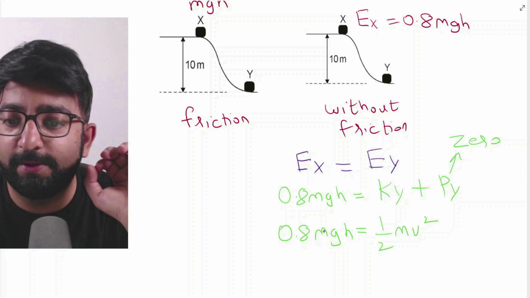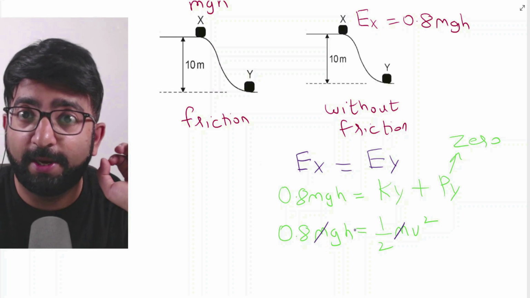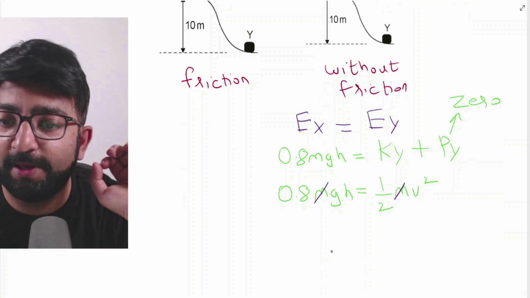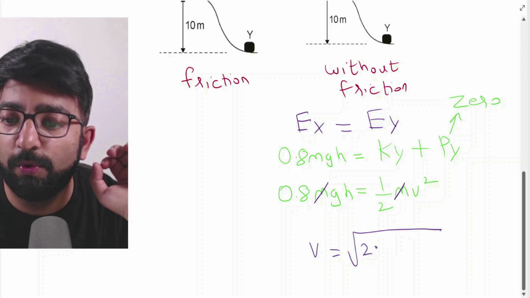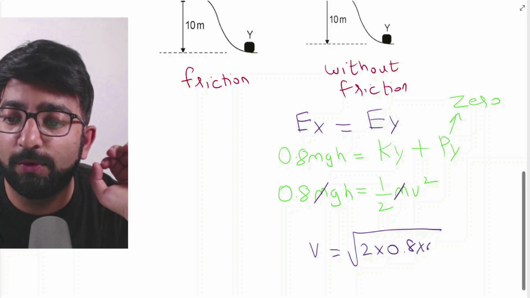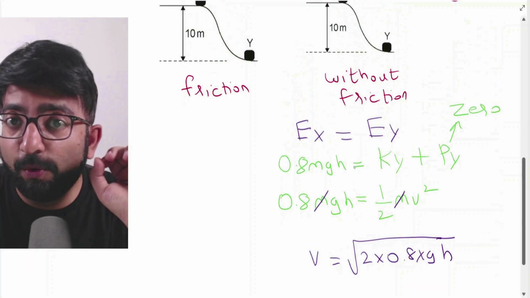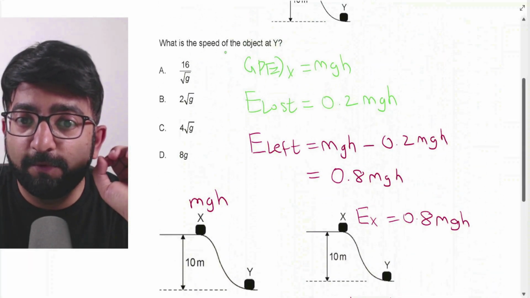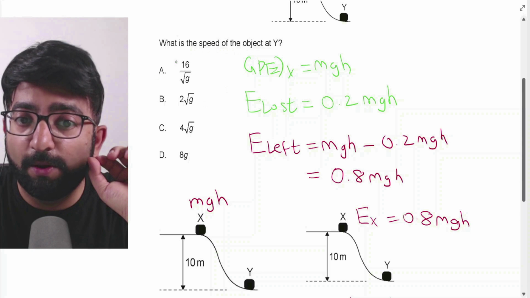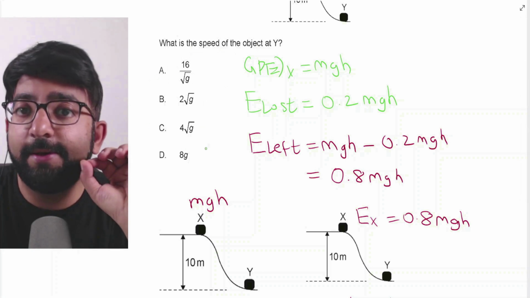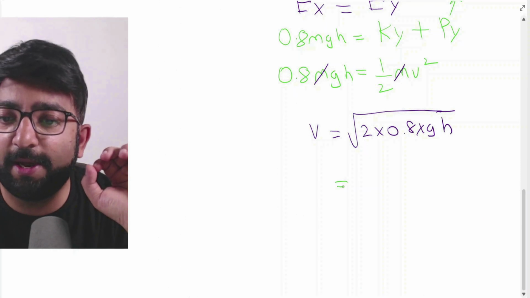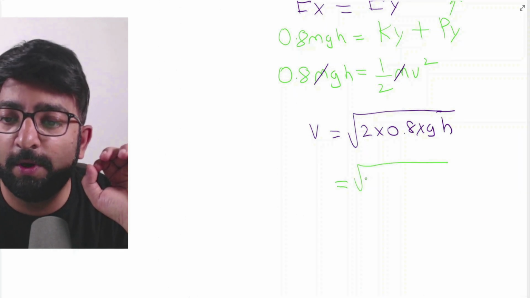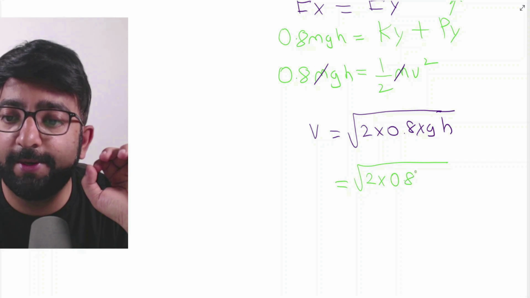And let's try to simplify this. If we cancel out m from both sides, and let us try to make v as the subject. So we'll get v is equal to square root of 2 into 0.8 into g times h. Now, if we look at the options, the answer for speed of the object at y, all the options, the speed is given in terms of g. So we will not put the value of g. Instead, let's put h as 10. So we will write square root of 2 multiplied by 0.8 multiplied by g multiplied by 10.